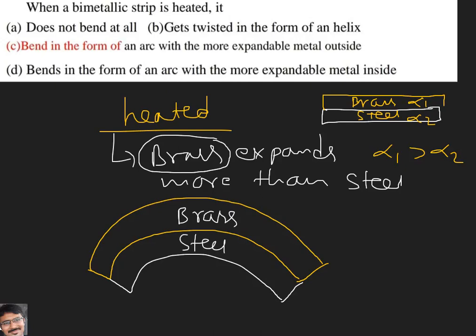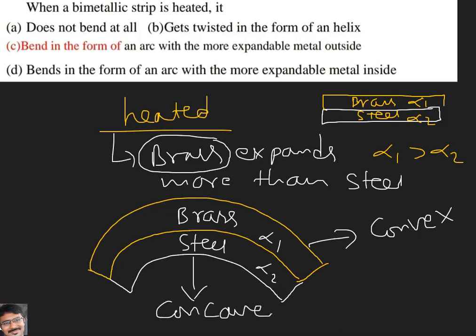Steel, and this is alpha 1, alpha 2. So brass is in where? On the convex side, brass is on the convex side. And steel is on which side? Concave side. So in the question, what are they asking us?